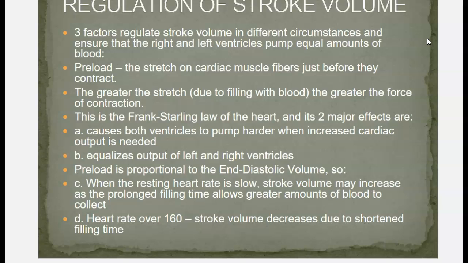The preload is proportional to the amount of blood left, the EDV, left in there. So a resting heart fills more. An active heart fills less. That's pretty much the preload.